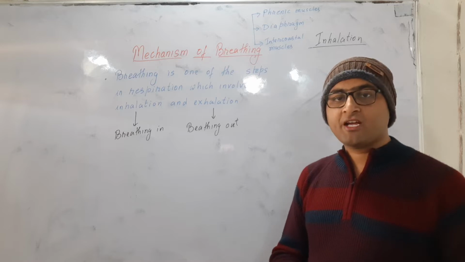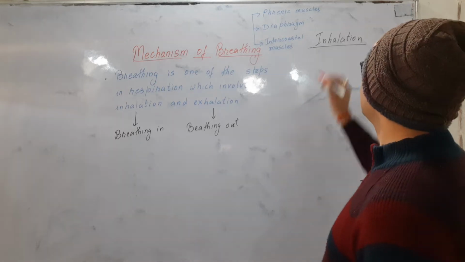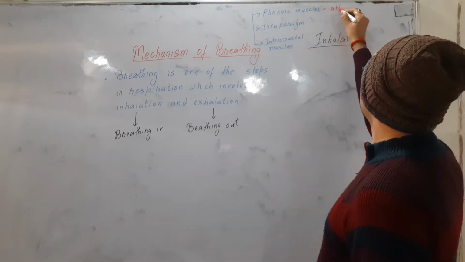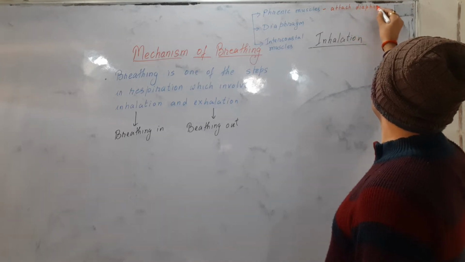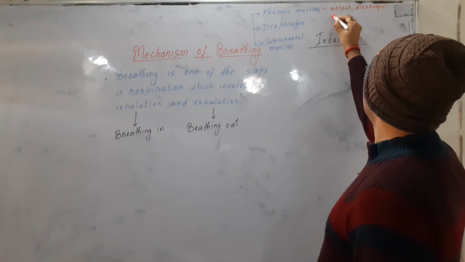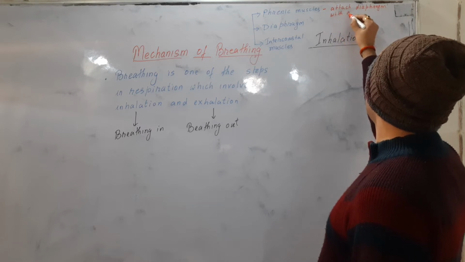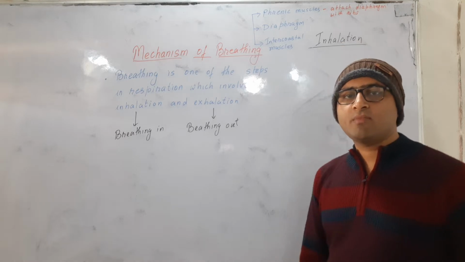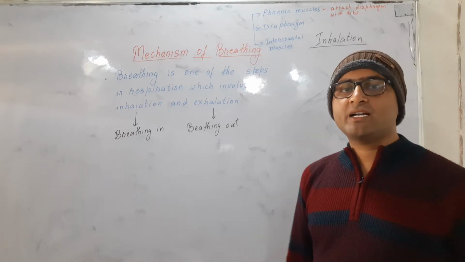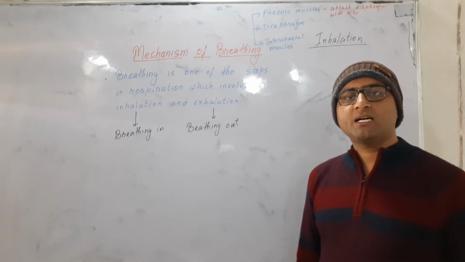Now what are phrenic muscles? Phrenic muscles attach the diaphragm with the ribs. These are the muscles which actually attach the diaphragm with the ribs.